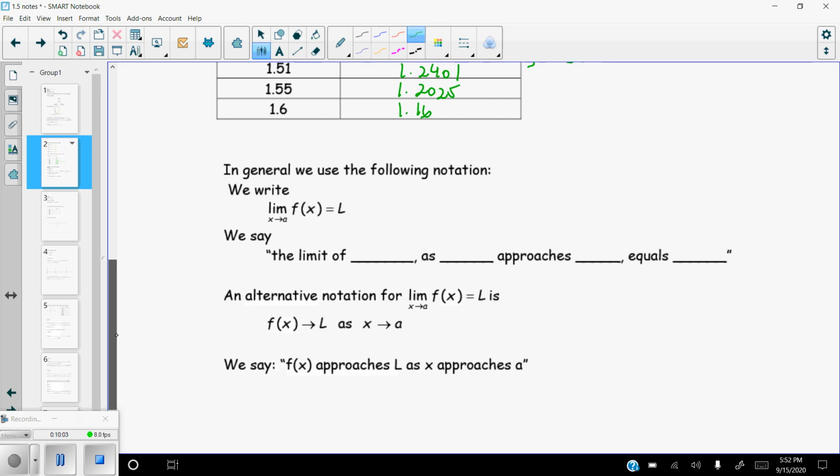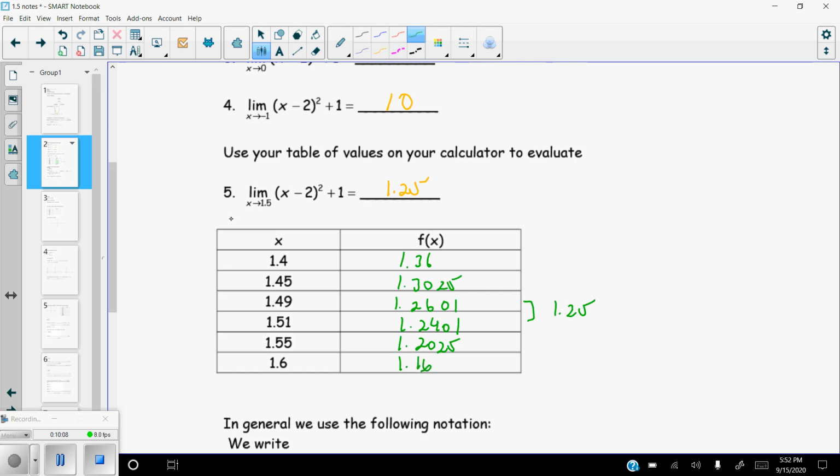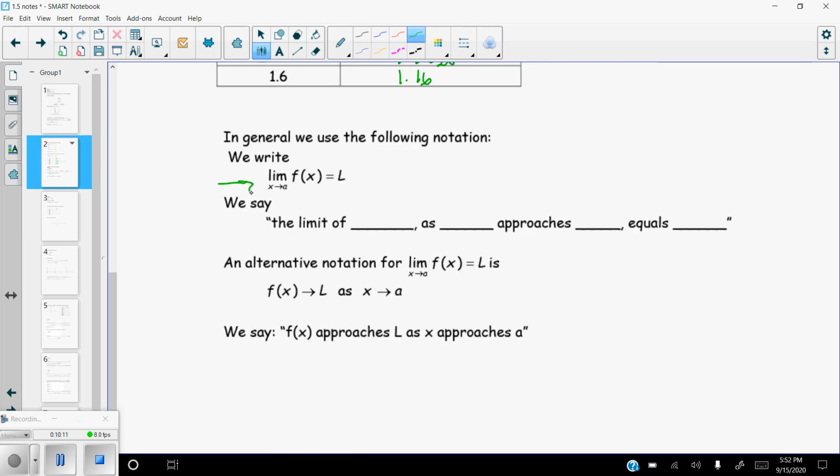The notation says the limit as x approaches a of f of x equals L, where L is some number. It's a constant. So the way you say that, once again, is the limit of f of x as x approaches a equals L. And again, for the sake of argument, L is going to be a number. There are other notations for this, but the one that I just went through is the most common one that we're going to use.